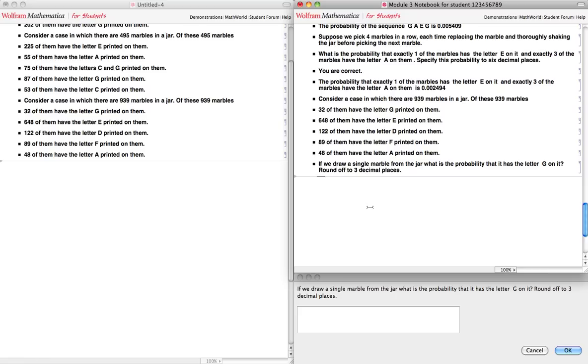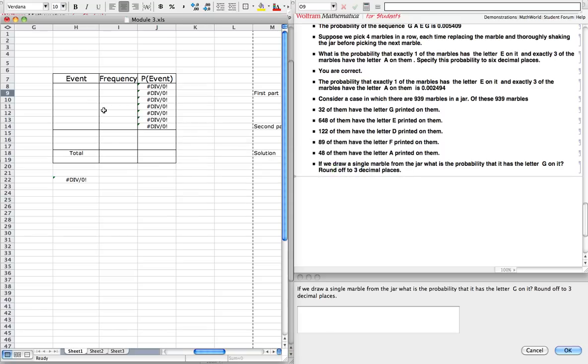Anyhow, in this case I have 939 marbles, with the letters G, E, D, F, and A. So I'm just going to create a table here in Excel. It's G, E, D, F, and A. Frequency is 32 marbles with G, 648 for E, 122 for D, 89 for F, and 48 for A.